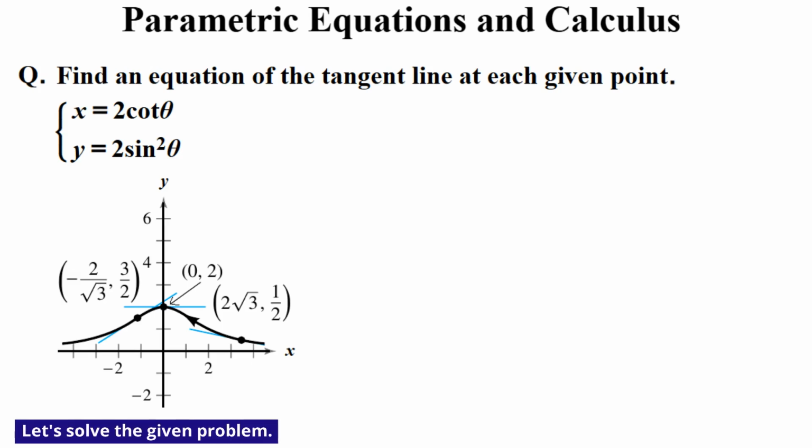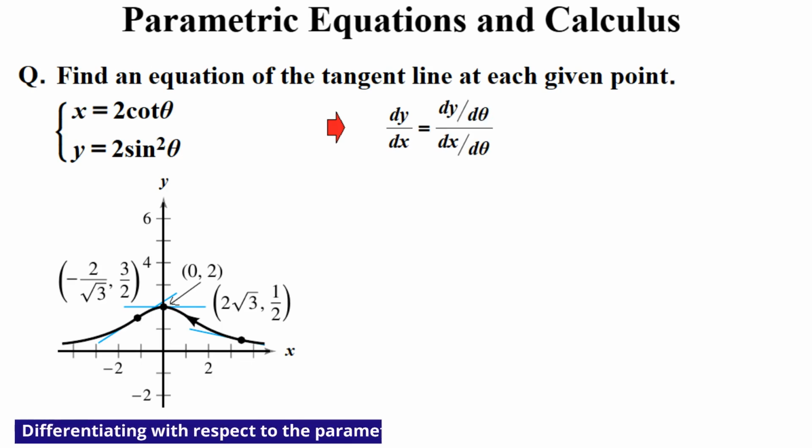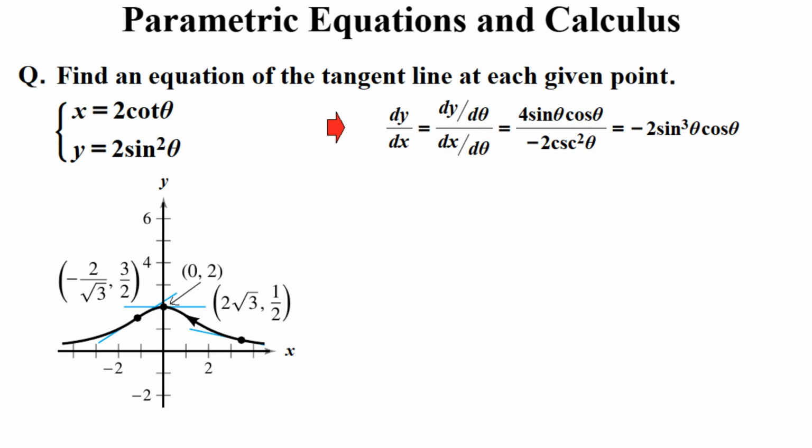Let's solve the given problem. To find the slope of the tangent, we first take the derivative. Differentiating with respect to the parameter theta, we obtain a somewhat complex relationship, but it simplifies to negative 2 sine cubed theta cosine theta.